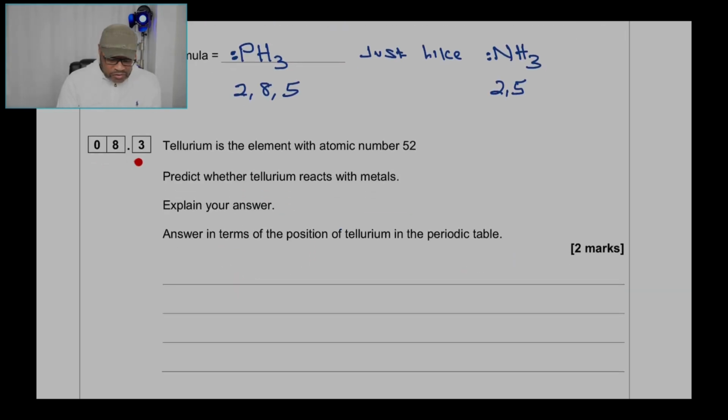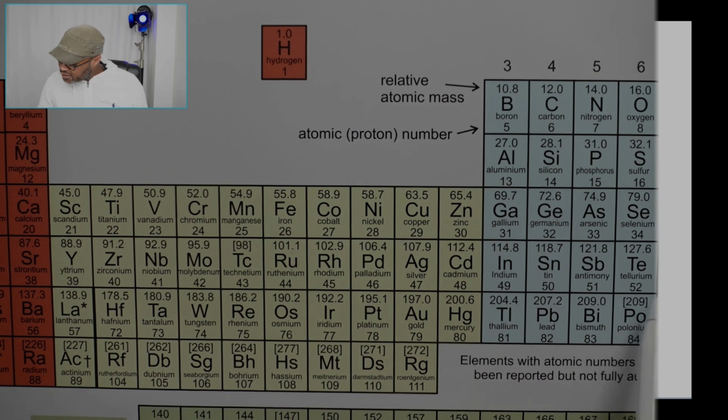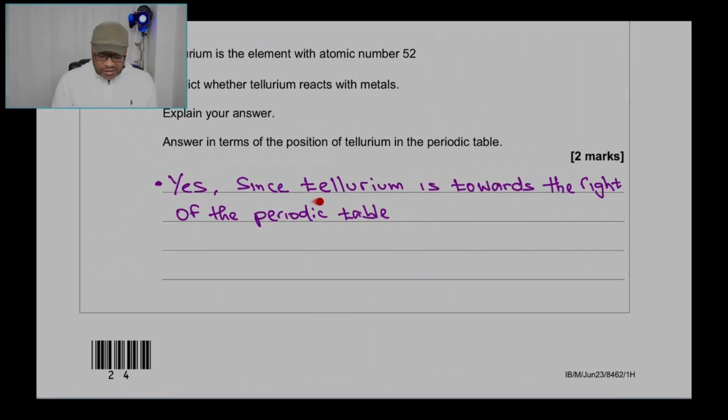Question 8.3. Tellurium is the element with atomic number 52. We need to predict whether tellurium reacts with metals. Explain your answer. Answer in terms of the position of tellurium in the table. So if you look at the periodic table, tellurium is in group 6 right here. It is below oxygen and sulfur. Yes, since tellurium is towards the right of the periodic table, tellurium is a non-metal, because towards the right of the periodic table is non-metal.